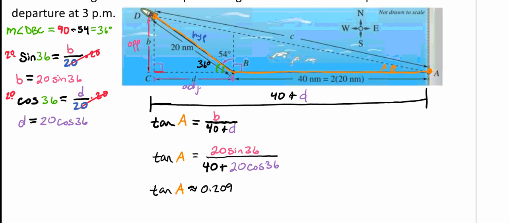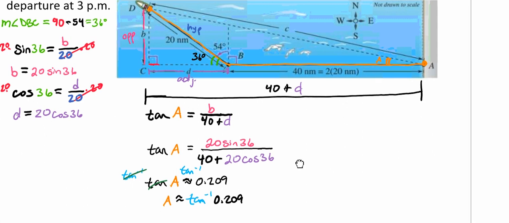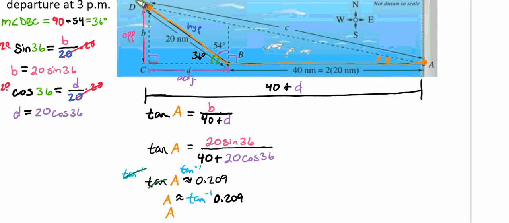And now we need to separate the tangent from the A. So we're going to multiply both sides by the inverse of tangent. We're going to left multiply, which allows us to cancel the tangents out. So now we have A is approximately the inverse tangent of 0.209. And if we plug that into our calculator, that's going to tell us that A is approximately 11.8 degrees. And so we can say that the measure of angle A is 11.8 degrees.